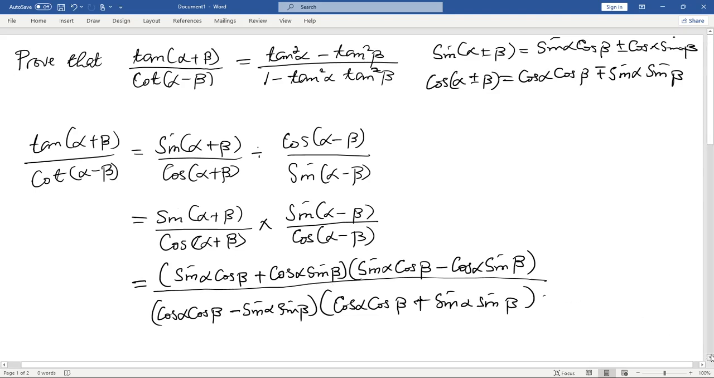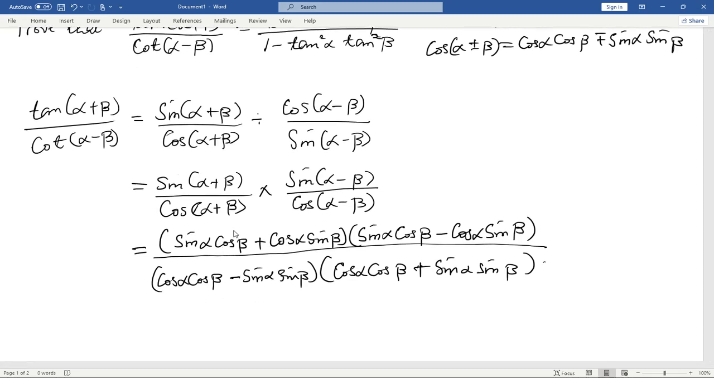So now here we multiply these brackets, or expand the brackets that we have here, both on the numerator and on the denominator. So if you multiply sine alpha cos beta by sine alpha cos beta here, we're simply going to get sine squared alpha cos squared beta, then minus sine alpha cos beta cos alpha sine beta like this here.